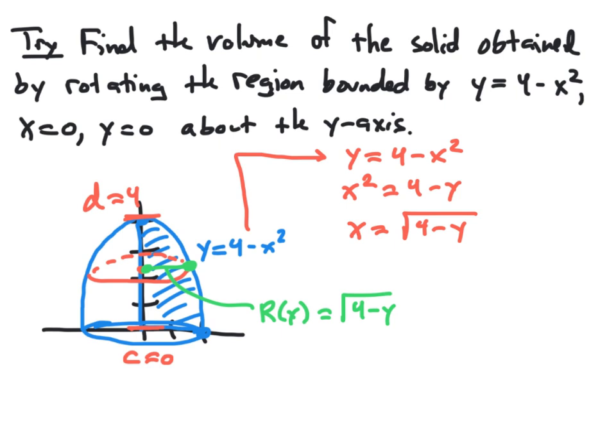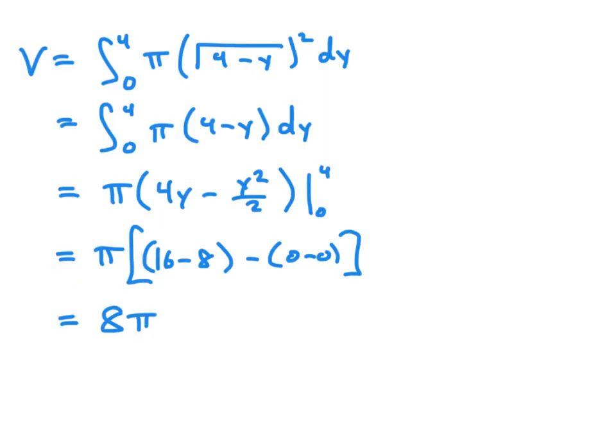We now have all the ingredients for our definite integral to compute the volume, and so we substitute all of our values in and actually compute the volume. Squaring the radius gives us an integrand of pi times 4 minus y. We find an antiderivative of that, pi times 4y minus y squared over 2. Evaluate that from 4 to 0, and that results in the volume of 8 pi.